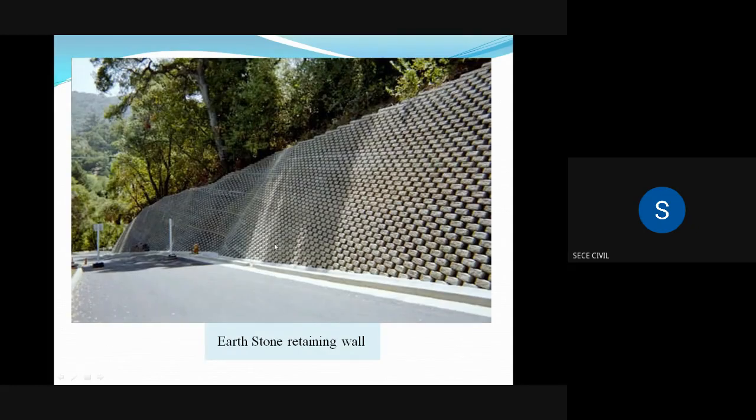So this is an image of an earth stone retaining wall. It retains the earth on one side. We normally name this the back side of the retaining wall, and this is the front side of the retaining wall.